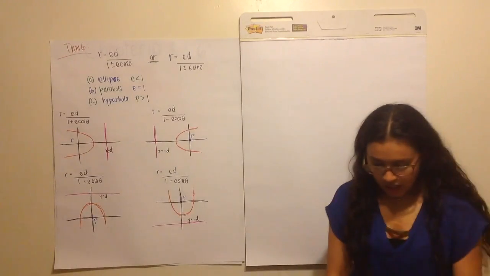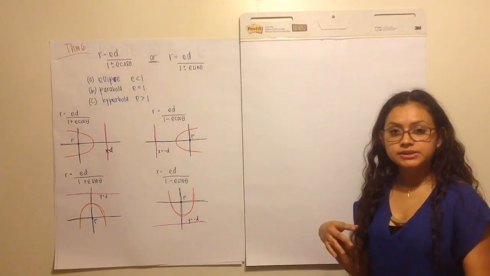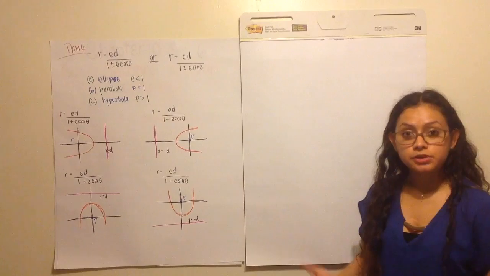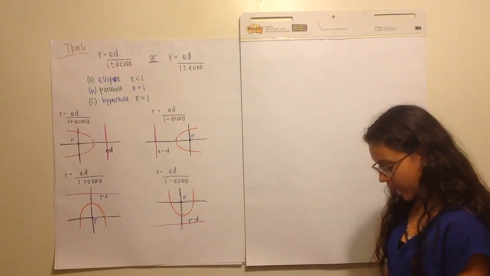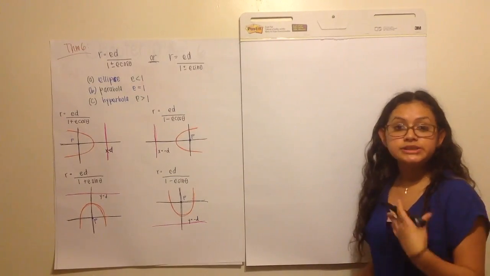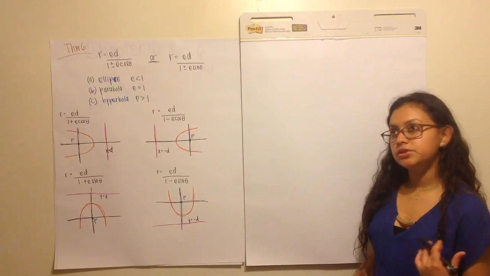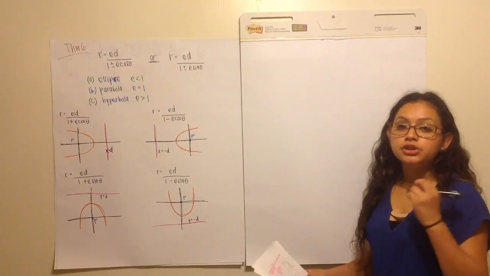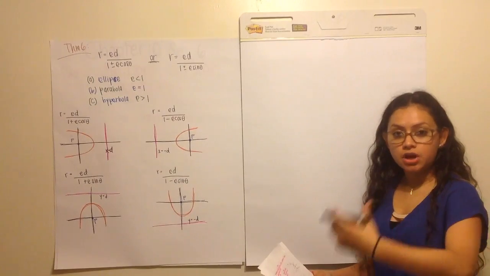So in this section, there's actually 2 different ways they'll ask you for this information. So we'll start with the first way. The first one, they'll give you the details. They'll give you the eccentricity, they'll give you the directrix, and they'll give you what type of conic it is. And your job is to put it into the conic form.